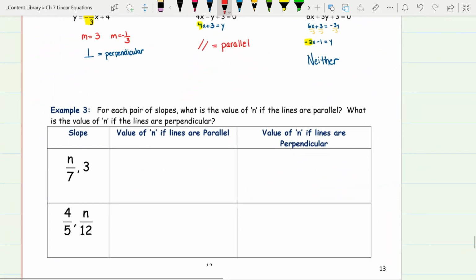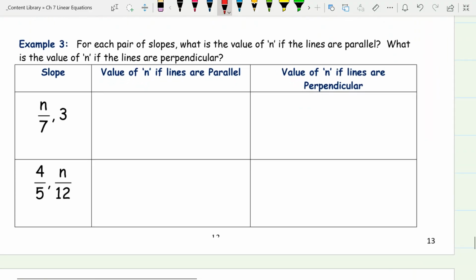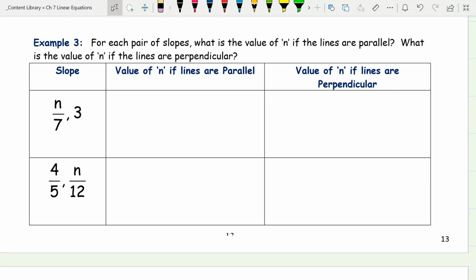All right, last thing I want to do with you guys is it only makes sense that you have to write equations to be able to find pieces that are missing. Okay? So what I mean by that is if I give you a slope, and I give you a partial slope, should you be able to figure it out if I tell you that they're parallel or perpendicular to each other? Right? So that is what we're going to do now.